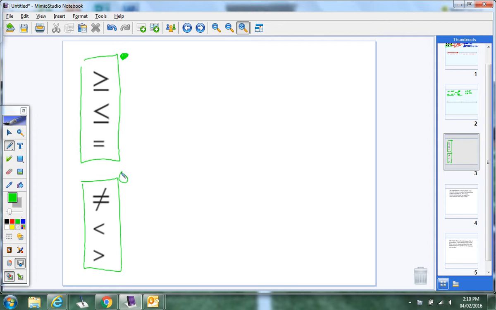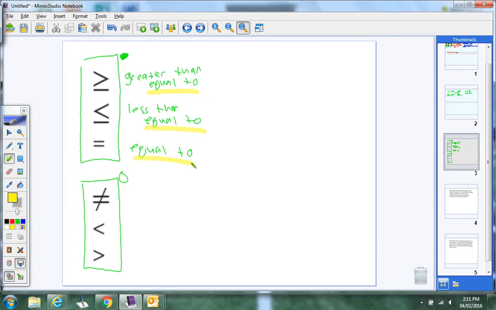So again, I'll just write these out. We have greater than, equal to, less than, equal to, and then equal to. So you can see they all have equal to. As soon as you see equal to, you should be thinking, okay, that's a solid dot.